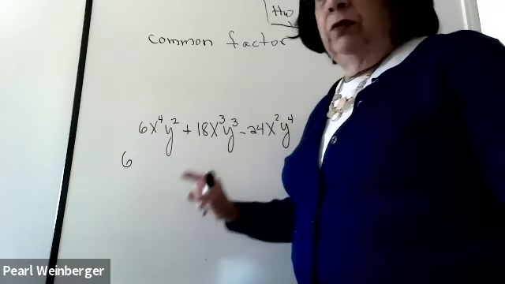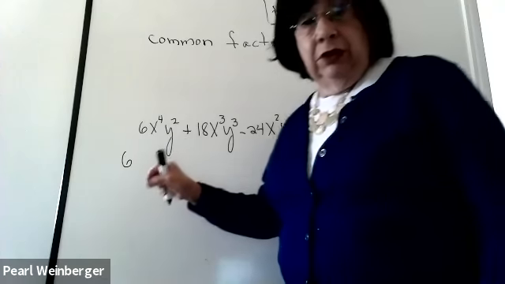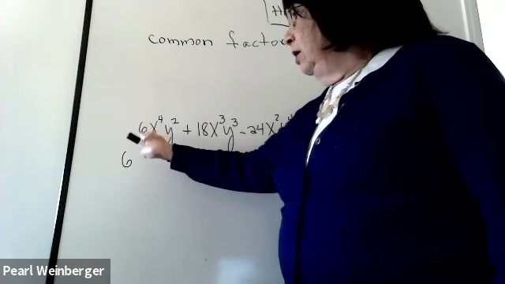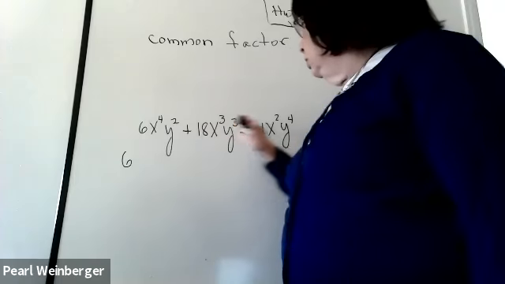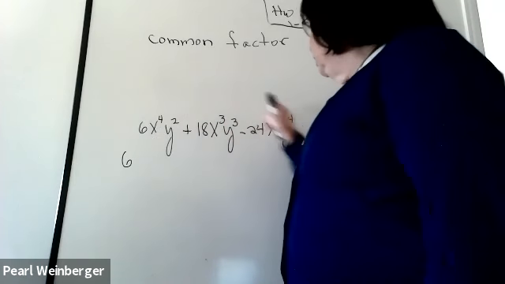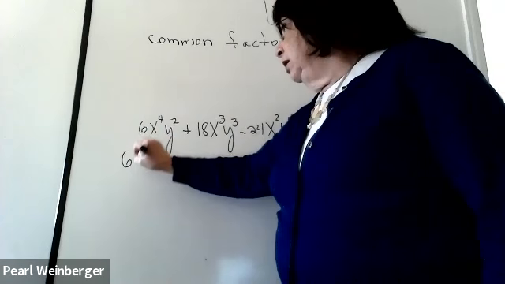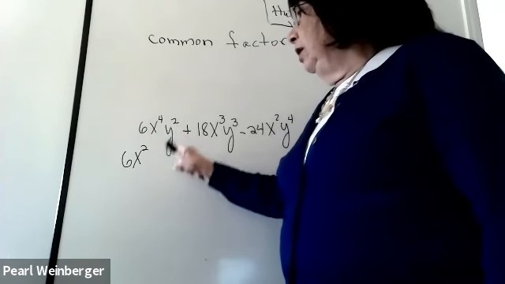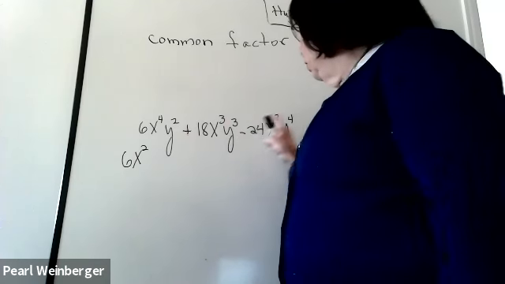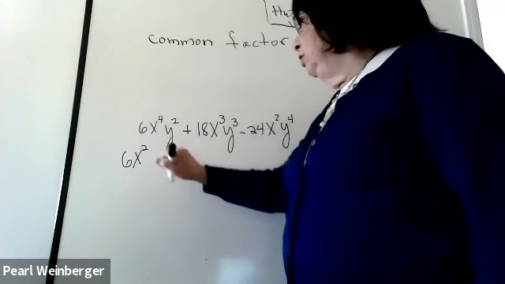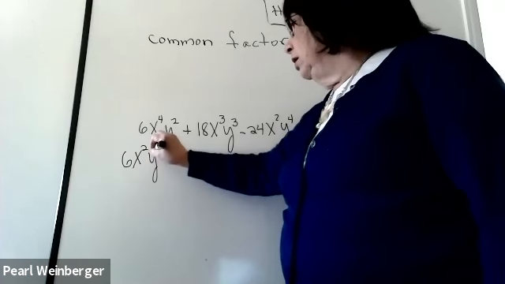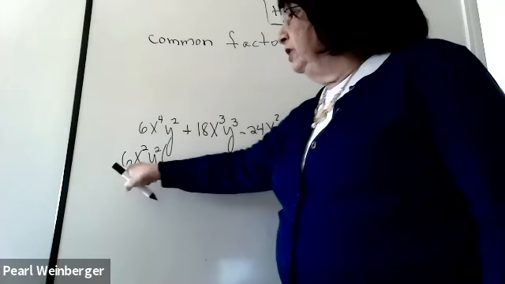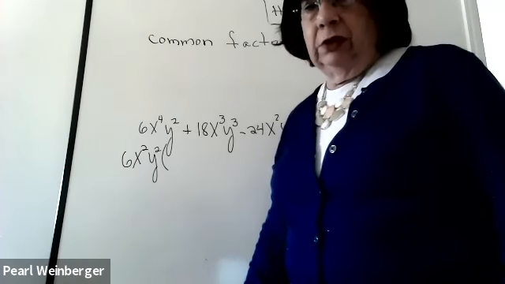Then we start working with the letters. Now we have two letters that we're dealing with, two variables. We have an x and a y. Let's first deal with the x's. We have an x fourth, an x cubed, and x squared. The lowest of all of those is the x squared, so x squared is our common factor. And then we look at the y's. We have a y squared, a y cubed, and a y to the fourth. Again, the lowest one is the y squared. So we have found our common factor of 6x squared y squared.